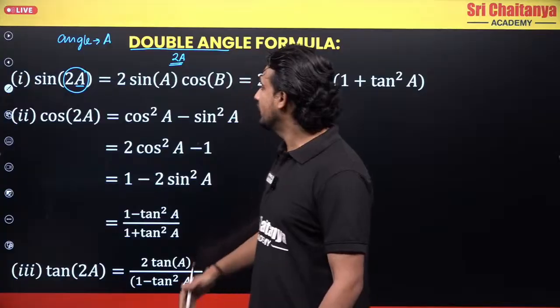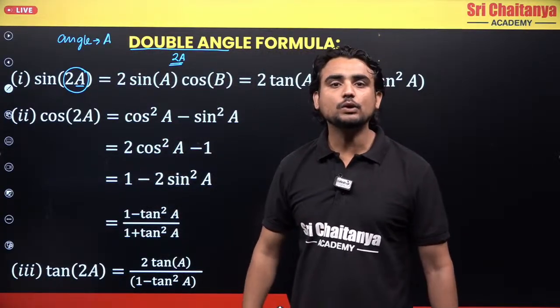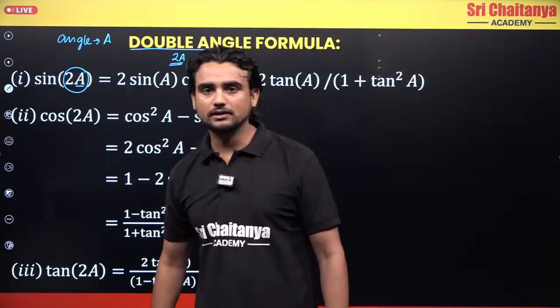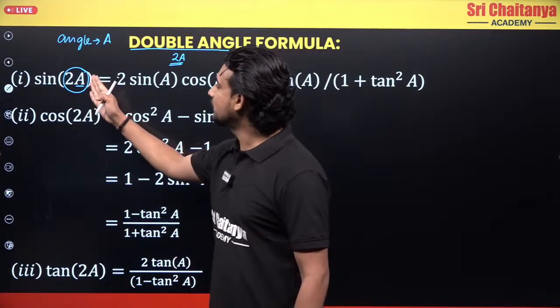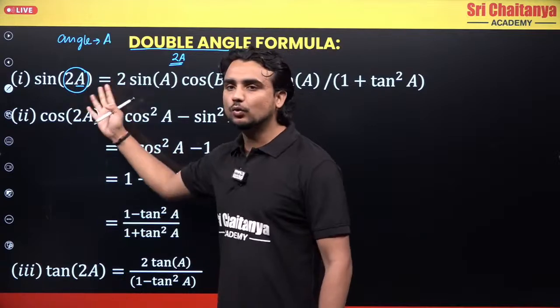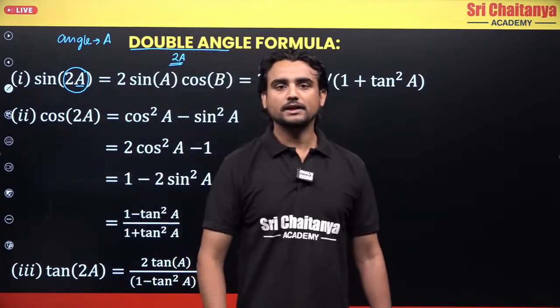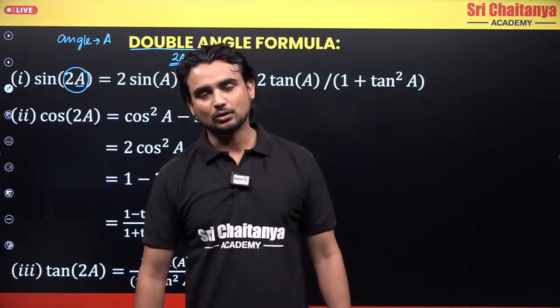This means that, let's suppose if A is 30 degrees, then the double angle 2A will be 60 degrees. If A is 45, then 2A will be 90. So in this case, sin 2A can be written as 2 sin A cos A.